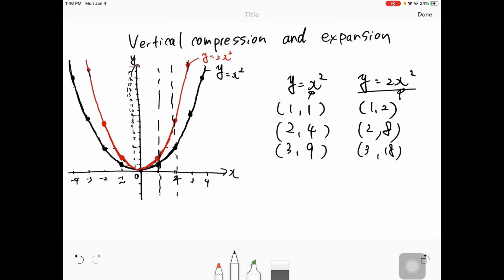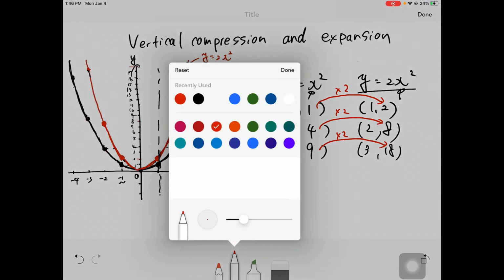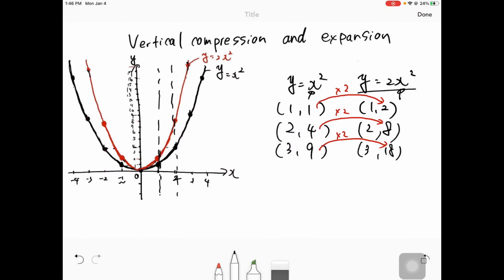So do you find any difference? I fixed all x values. So if you compare these, you can see there's always times 2 here. 1 times 2 is 2, 4 times 2 is 8, 9 times 2 is 18. This is called vertical expansion. But why do you need it?